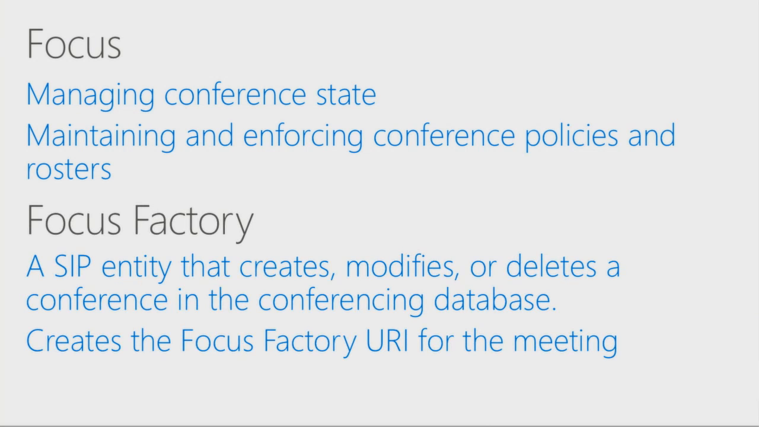We then have the focus factory, and that's a SIP entity that creates and modifies the conference in the conference database. So when you schedule a meeting in Outlook, the Outlook client will talk to the focus factory to do that. And it will then create the meeting in the conference database and return back a URI for the meeting. So that's basically the link that you see in Outlook.